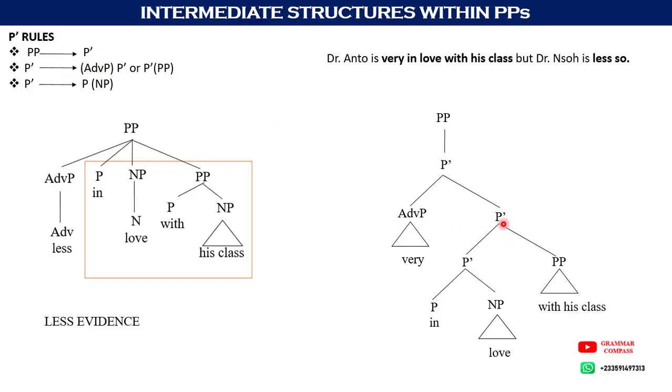Now, when we come down a bit, we have another intermediate level. That is when we target the so replacement with in love. So you can say that Dr. Anto is very in love with his class, but Dr. Nso is less so with his class. So over here, we target in love, which can be replaced with so with his class. This is the new rule for the PPs.